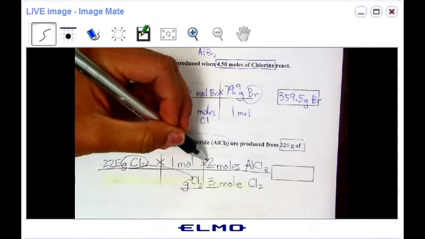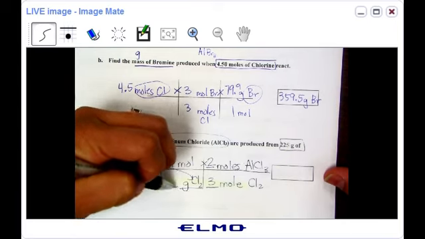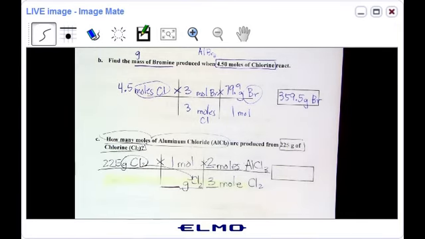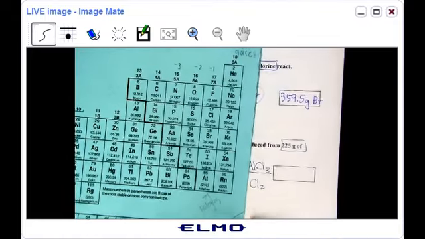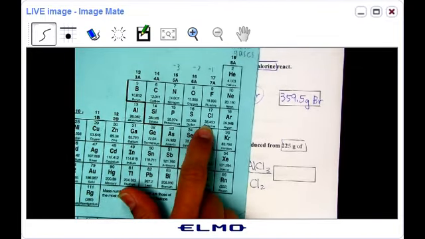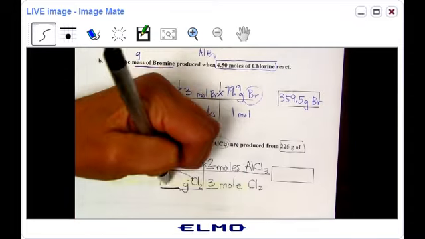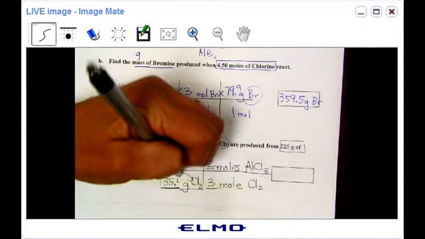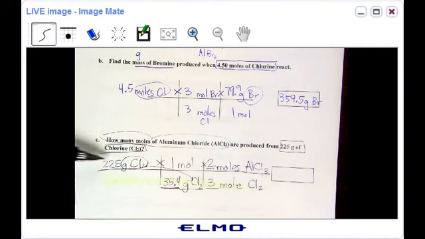So 225 times 2. We forgot one box. Grams of chlorine. Where do we go to find grams of chlorine? If you're looking for the mass, you always look at the periodic chart. It's 35.4. So multiply all the top and divide it by the bottom.